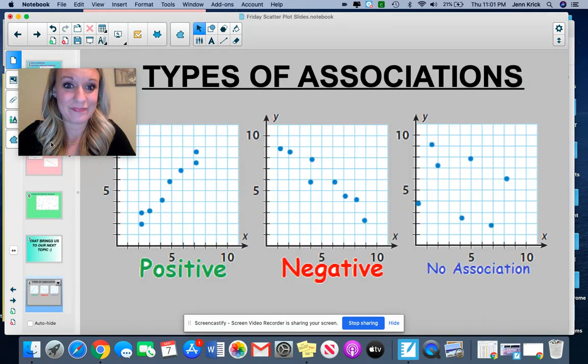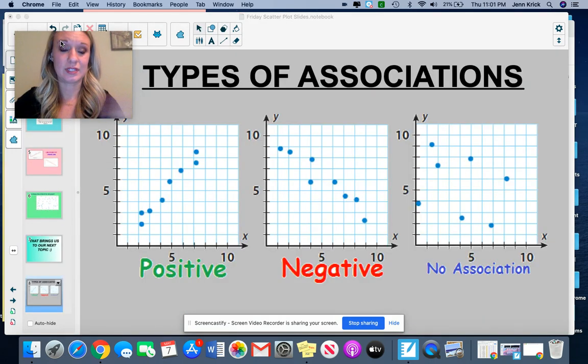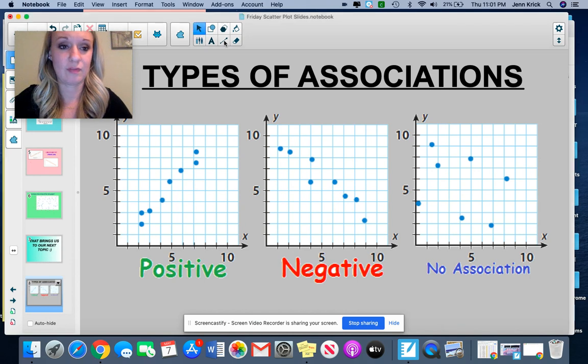So here we go. There are three types of associations when we're talking about scatter plots. There's positive, there's negative, and there's no association. Most of us can probably identify based on the way that the dots are going, like, oh, that's positive or that's negative, or there's no association there. But if you're ever not sure, you can draw in your line of best fit to kind of help you and look at the slope.